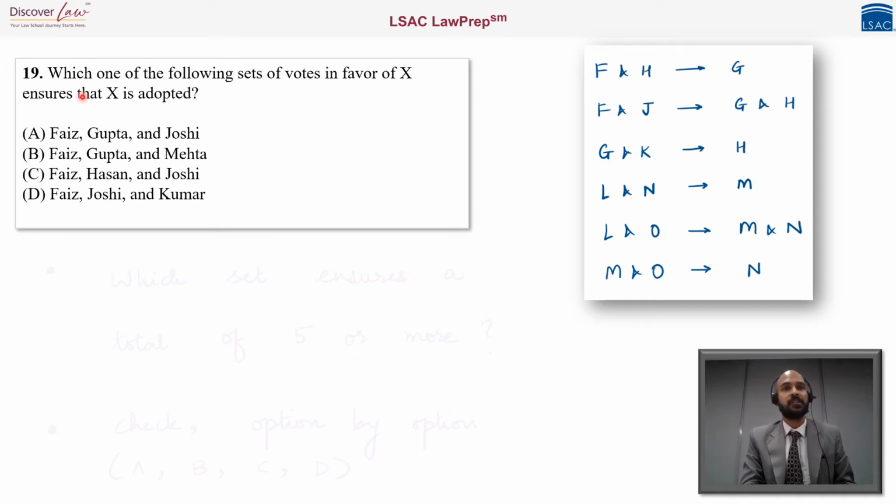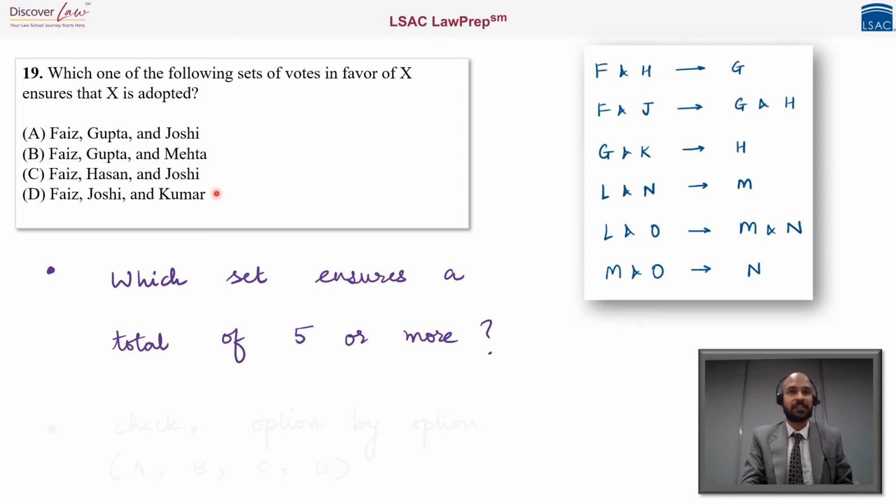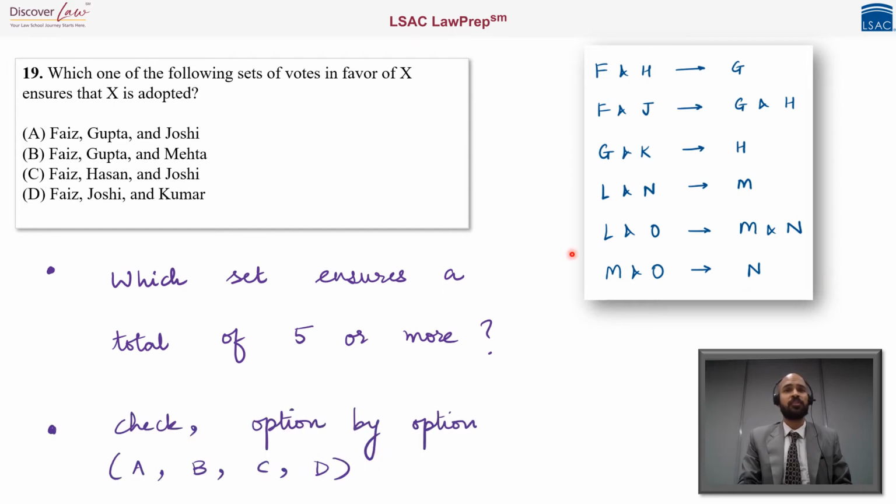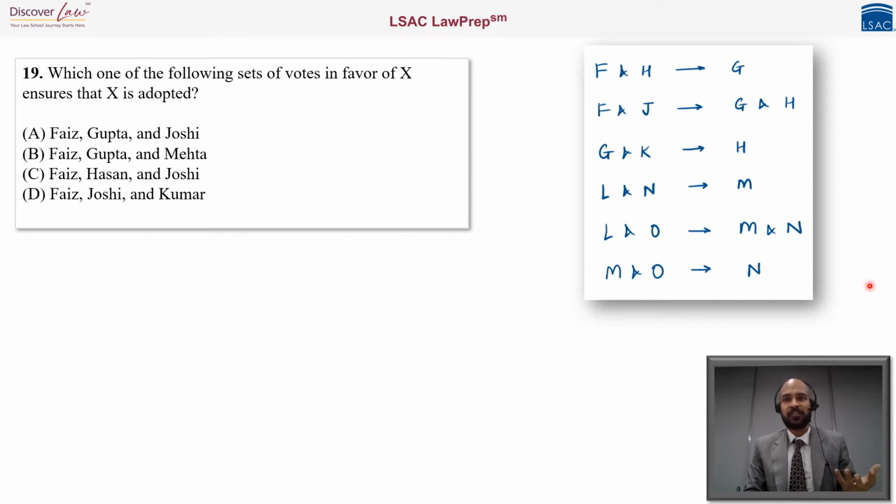Okay, the question reads, which one of the following set of votes in favor of X ensures that X is adopted? Now, this basically is asking you which of these sets ensures a total of 5 or more, because that's what the majority is, and then you go check each option, which one adds up to 5 totally. So let's do this together. So the strategy is very simple.